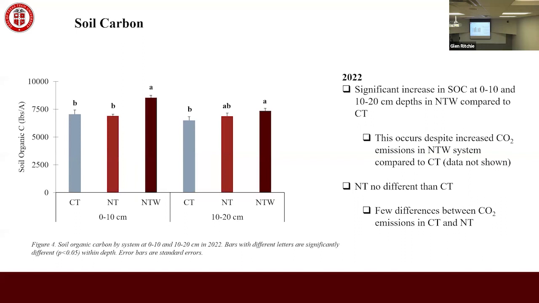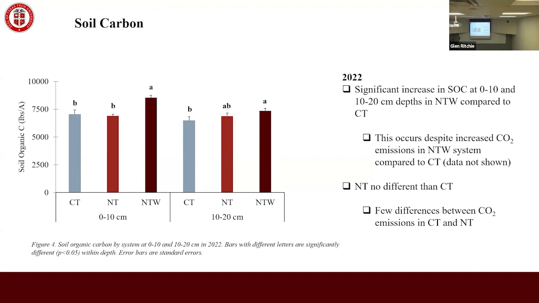So this is, again, going to be from 2022 at 0 to 10 centimeters and 0 to 20 centimeters in our 3 systems. We have significant increases in the no-till wheat system over the conventional system in both the upper and the lower depths. Between the conventionally tilled and no-till system, we have no difference, as well as at the bottom depth.